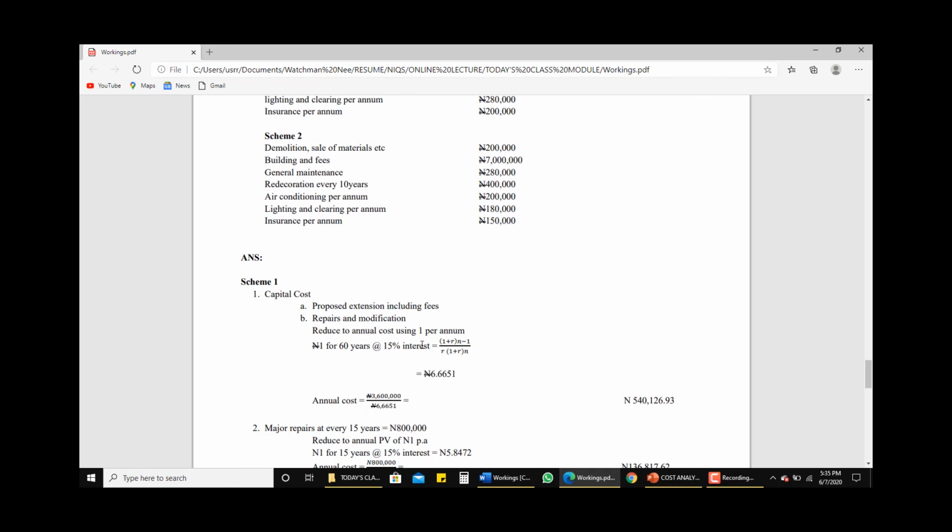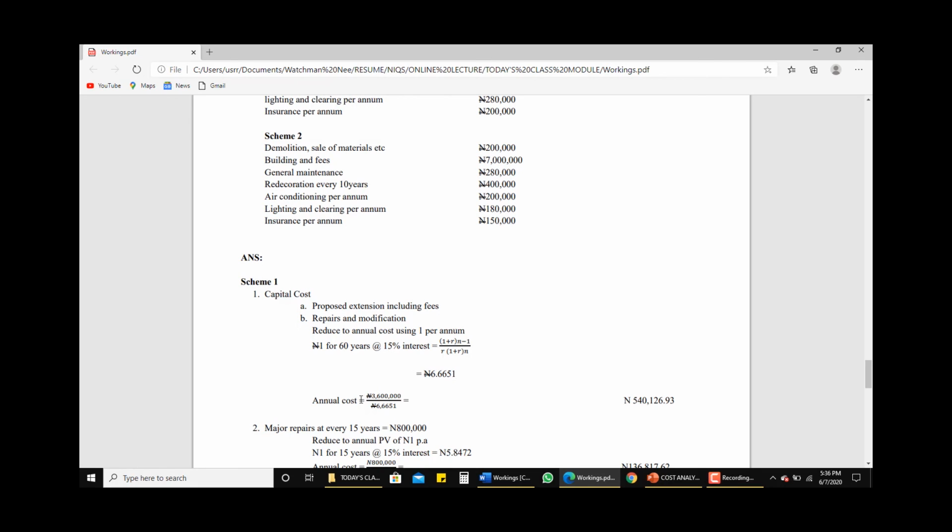1.15 raised to n, where n stands for the number of years. So it is 1.15 raised to power 60, minus 1, divided by R, here 0.15, multiplied by 1 plus 0.15 raised to power 60. You will arrive at this answer, which is 6.6651 naira. So you arrive at this figure.